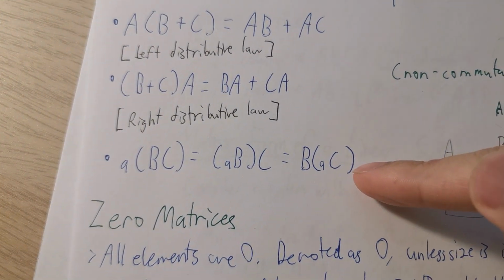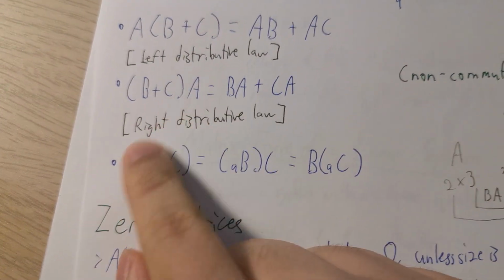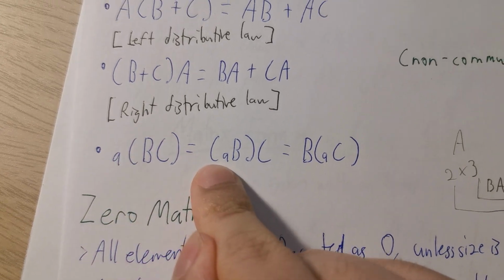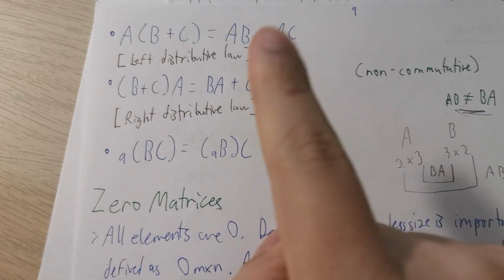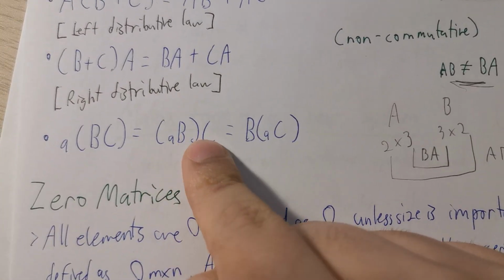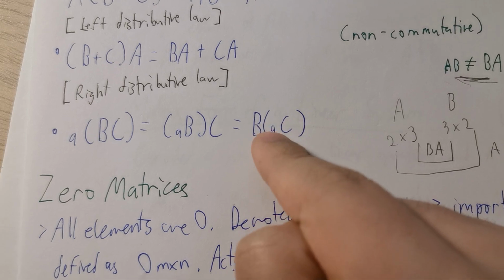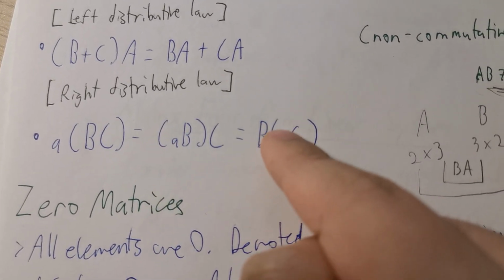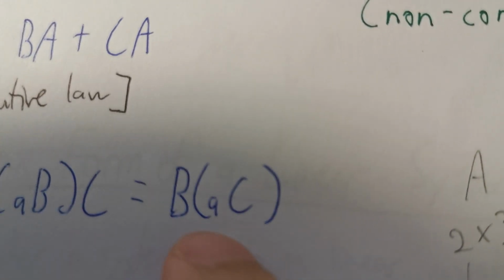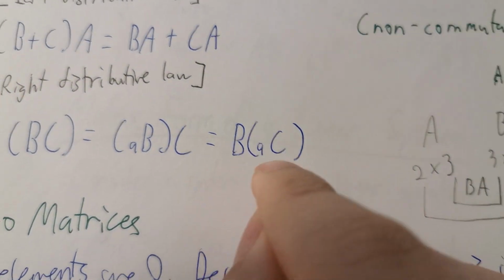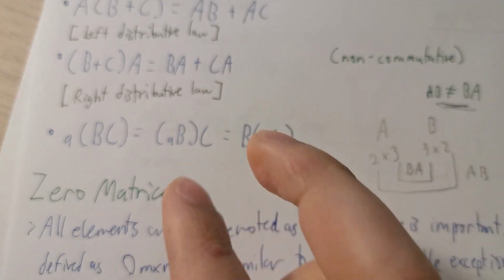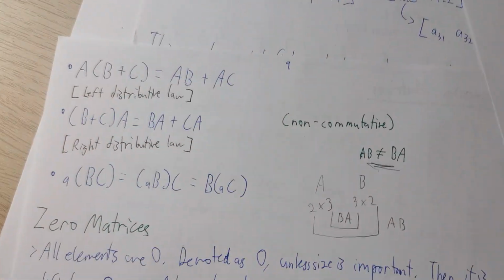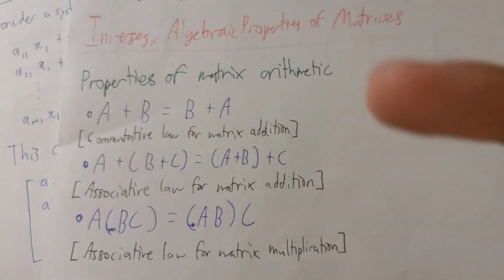And if you multiply them by a constant, you can fit in the constant anywhere. It doesn't matter so long as the B and the C are in the right order. You can even have the constant multiplying just the B. It looks a bit weird, but basically this matrix and this matrix do not swap. So that's that, and it's good to remember the names of the laws so that you really get it.